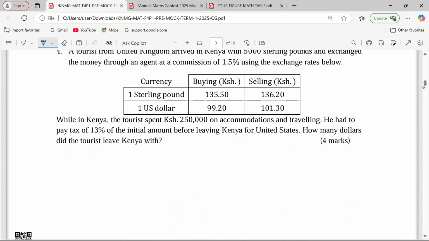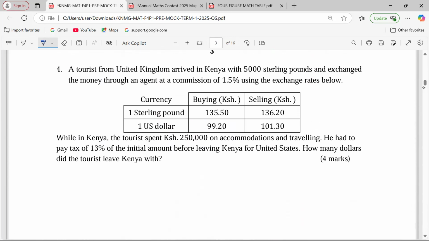A very interesting question, which has a lot of instructions. And here, a student is supposed to be very careful. Very careful. So you can follow through now as we work it out. This gentleman is coming with 5,000 sterling pounds. This is a foreign currency. So coming to the bank, the gentleman needs Kenya shillings, the bank has to buy. The bank buys the sterling pounds from the tourist.